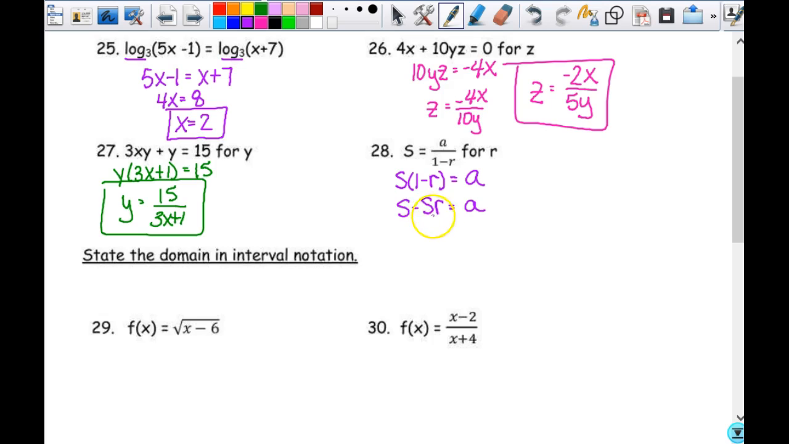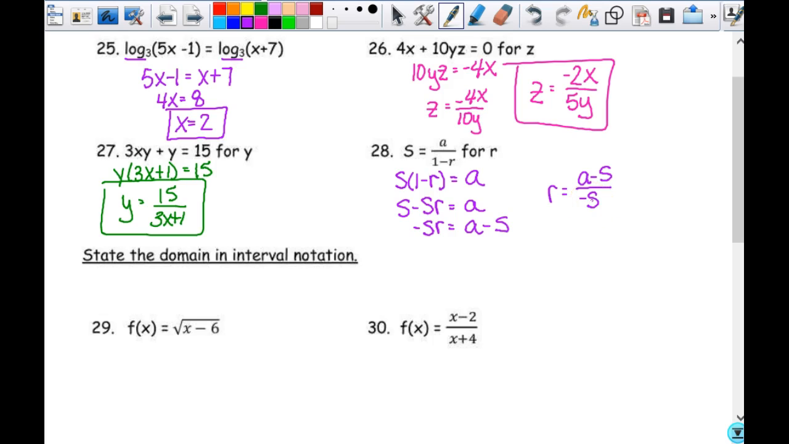I'm trying to get r by itself, remember, so I'm going to move this s over here. I get negative s times r equals a minus s. Then I'm going to divide both sides by negative s, and that's going to give me that r is equal to a minus s over negative s. So can I cancel those two out? What do you think? Heck no.